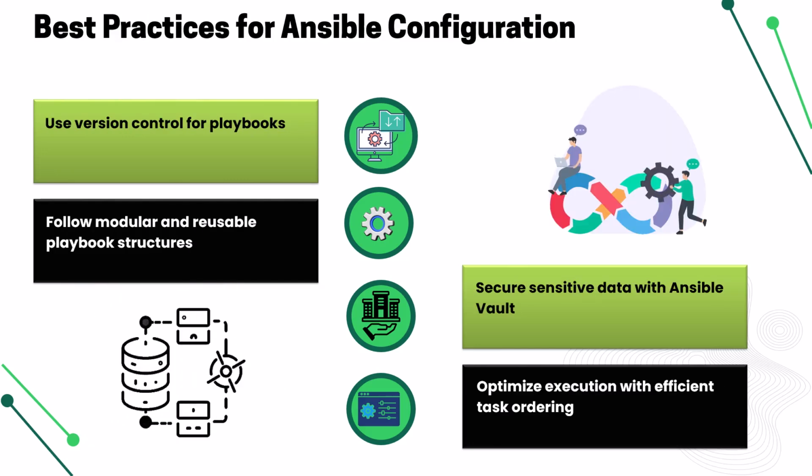Want your Ansible setup to be top-notch? Follow best practices. First, use version control, because losing a well-crafted playbook is heartbreaking. Then, structure playbooks modularly for reusability. Security is crucial, so Ansible Vault keeps sensitive data safe. Lastly, optimize execution by ordering tasks efficiently, because good automation should work like a well-oiled machine.